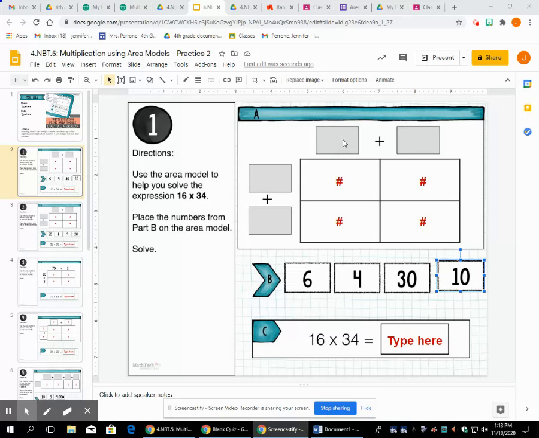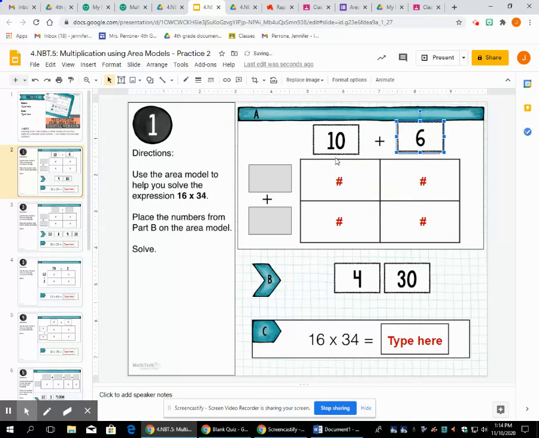So for the number 16, I'm going to expand it. I'm going to find the value of each digit. So if I look at the 1, I have a 1 in the tens, which gives me a value of 10. I'm going to take my 10 and put it in the first box. Then if I add my ones, I have 6 ones, and I'm going to put that up top. 10 plus 6 equals 16.